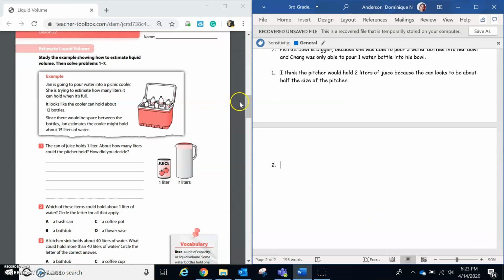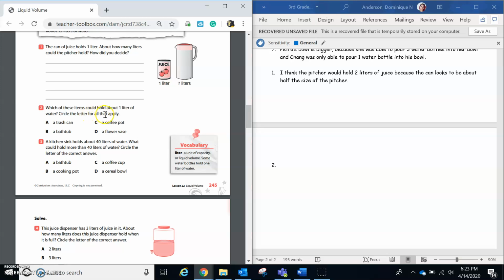Number 2. Which of these could hold about 1 liter of water? So remember, we have to think about what that liter looks like. When we looked at our work from day 1, the big bottle of water was 1 liter. A carton of milk was smaller than a liter, and the gallon of milk was more than a liter. So circle the letter for all that apply.